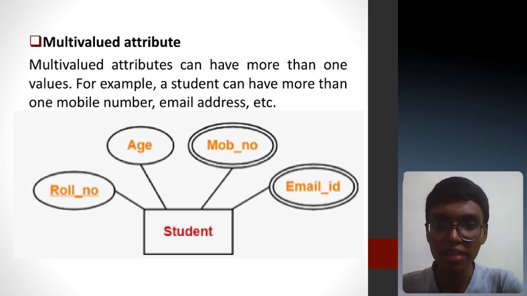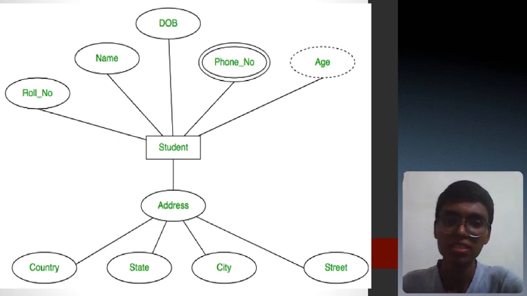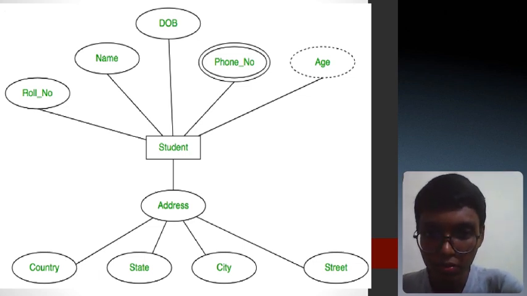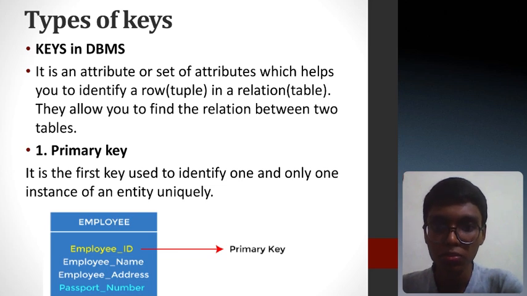Multi-valued attributes can have more than one value. For example, a student can have more than one mobile number, email address, etc. So this diagram shows all the examples.